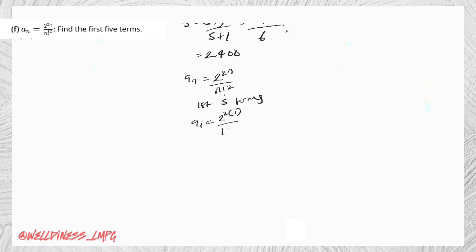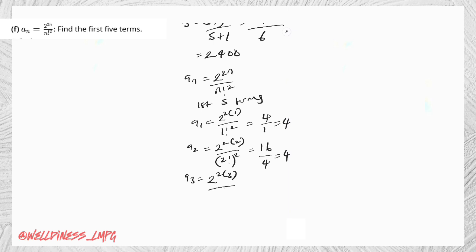So for our A1, once you substitute 1 into n, you end up with 2 raised to power 2 times 1 divided by 1 factorial squared. So that will give you 2 raised to power 2, which is 4, divided by 1, which will give you 4. Now for our A2, you're going to have 2 raised to power 2 times 2 divided by 2 factorial squared. And this is going to give you 2 raised to power 4 divided by 2 factorial squared. Now 2 raised to power 4 is 16, and 2 factorial squared is 4, because 2 times 1 is 2, and 2 raised to power 2 is 4. So 16 divided by 4 will give you 4.